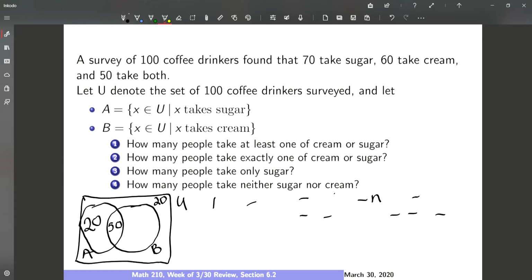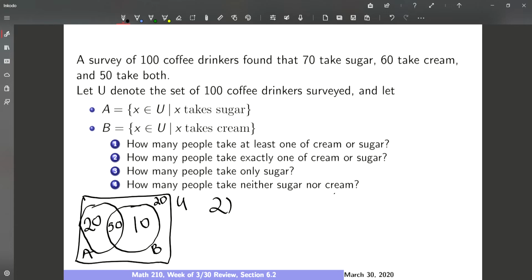So now we'll go to question 2, and I erased that 10 by mistake, so I'll fix that. Okay, so let's see, there are 10 people here. All right, number 2. How many people take exactly one of cream or sugar?